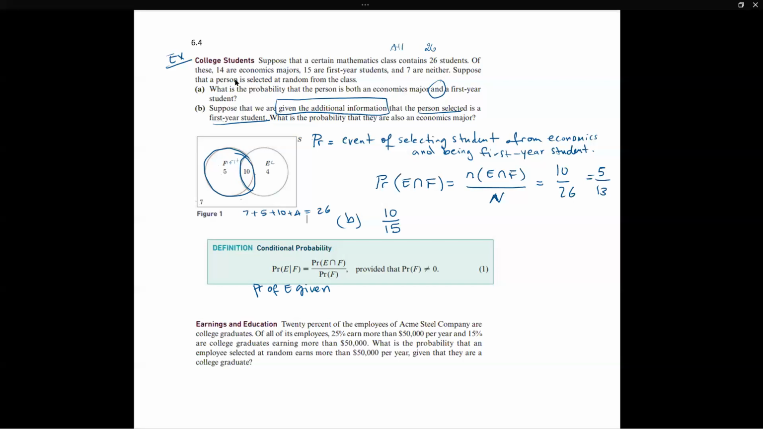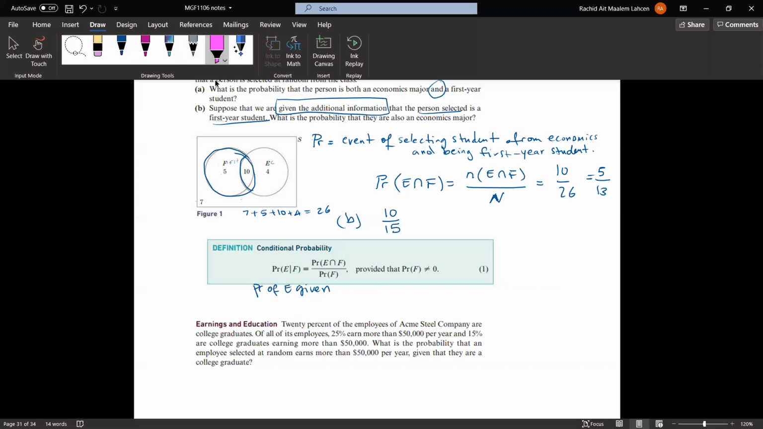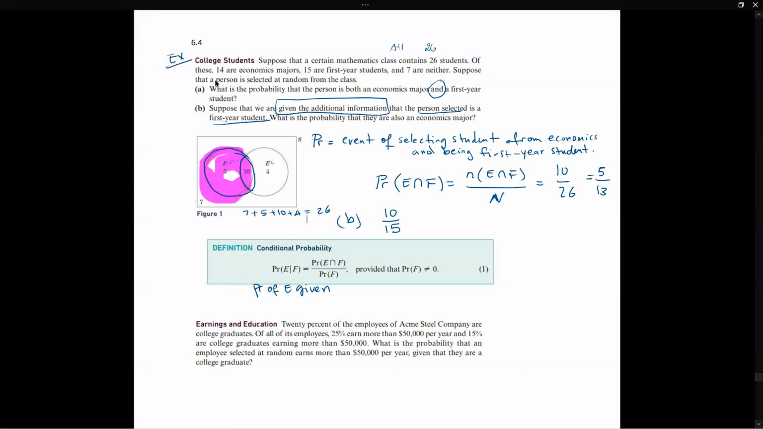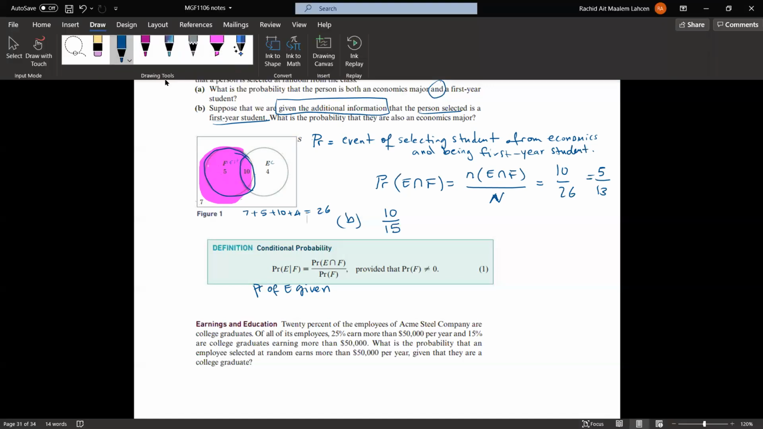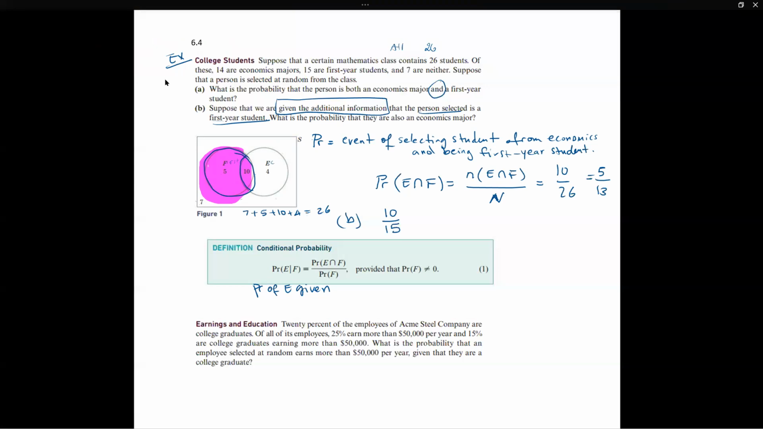Okay, so this is what we're going to introduce in this conditional probability. And we restrict our attention to the new sample space that I draw here, right? That didn't go well, but it's okay. We get the idea. So we consider only first year students and ask of these, what is the probability of choosing an economics major? So we assign this probability of E given F via the following formula.